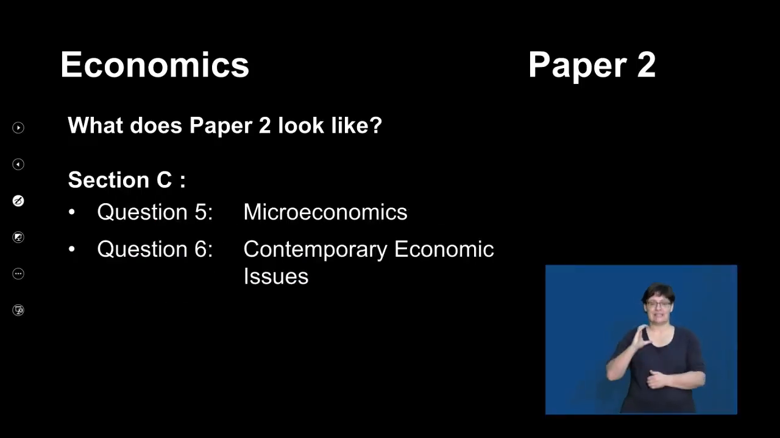Right? And then we have our section C. Section C, we have our 2 questions. You have to attempt any one of the 2 questions. Question 5 is your microeconomics. And then question 6, we have got our contemporary economic issues.